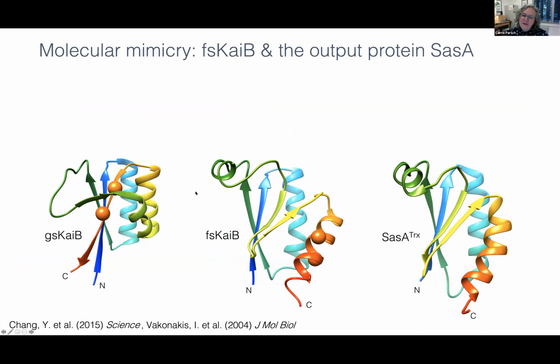But this fold switch form, which is a thioredoxin-like domain, actually has a high degree of structural similarity to the N-terminal domain of an output protein from the clock. And so I haven't really discussed output, but everybody probably understands that if you have a clock that can't communicate that information to the cell, it's not of very much use.